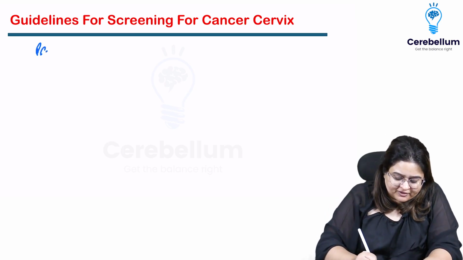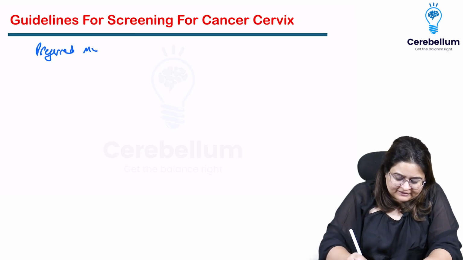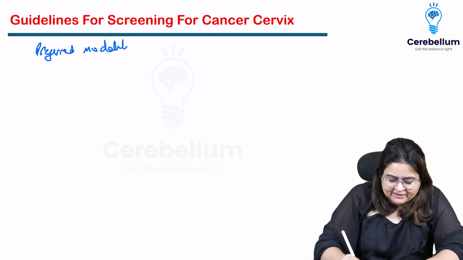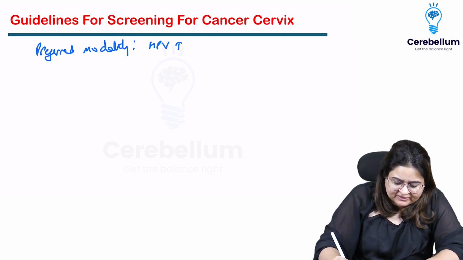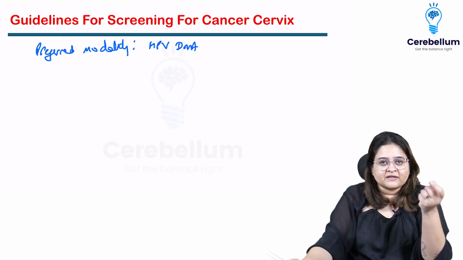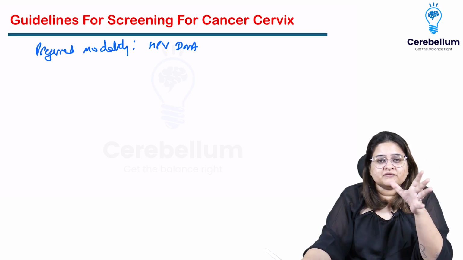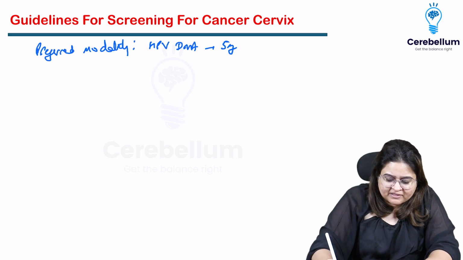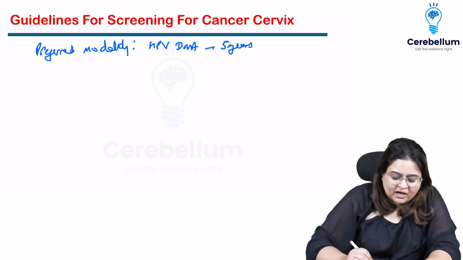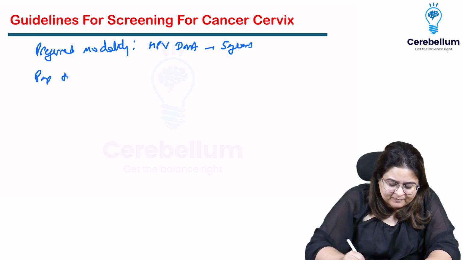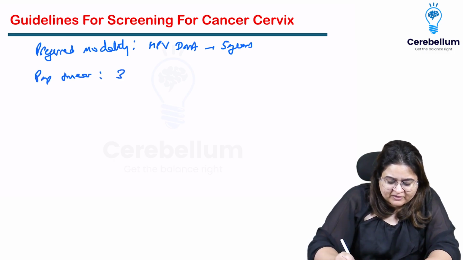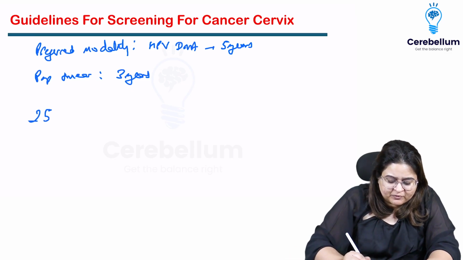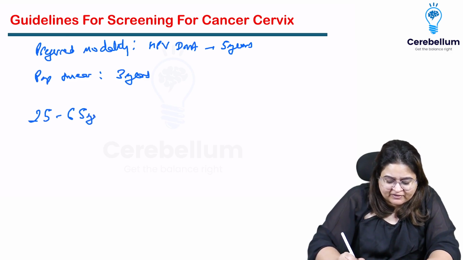Now, when we talk about cancer screening, remember that guidelines have now changed. The preferred modality of screening by most guidelines now is an HPV DNA test. So a cervical smear is taken and sent for HPV DNA testing. This is the preferred modality, and this should be done once every 5 years. However, many places are still doing a pap smear. If you're doing a pap smear, it should be done every 3 years. Testing is usually recommended between the ages of 25 to 65 years.